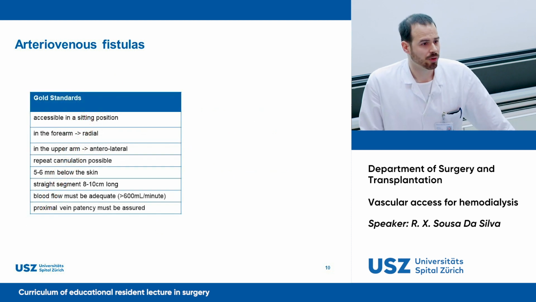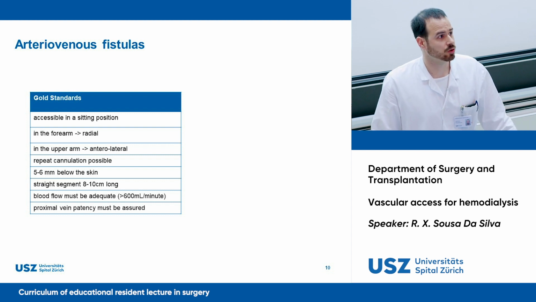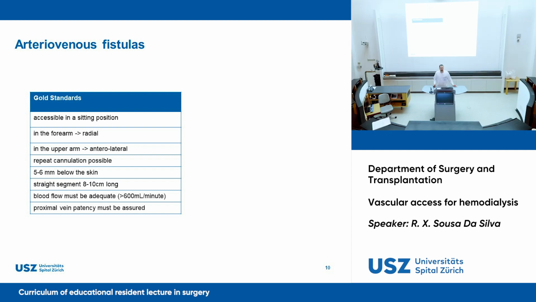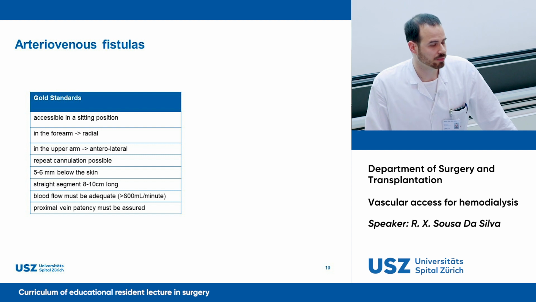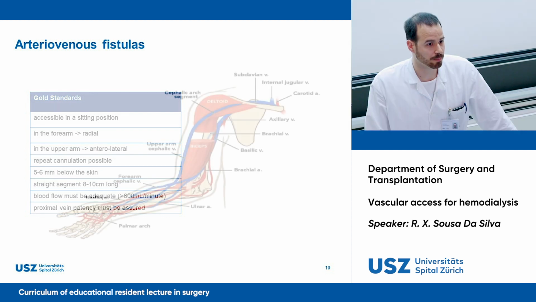The gold standard for all arteriovenous fistulas is, first, that if patients sit, it should be accessible sitting. First, you try it in the forearm and it should be radial. And if you try it in the upper arm, it should be anterolateral. Also very important, the last point, proximal vein patency must be assured. So not only clinically, but you have to verify with sonography that the venous blood flow is given, otherwise it has no chance to work. It will close by thrombosis.